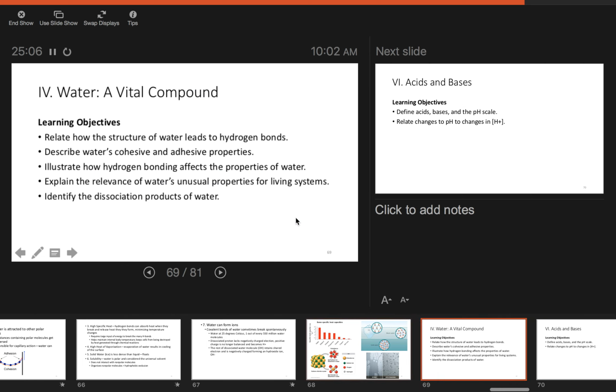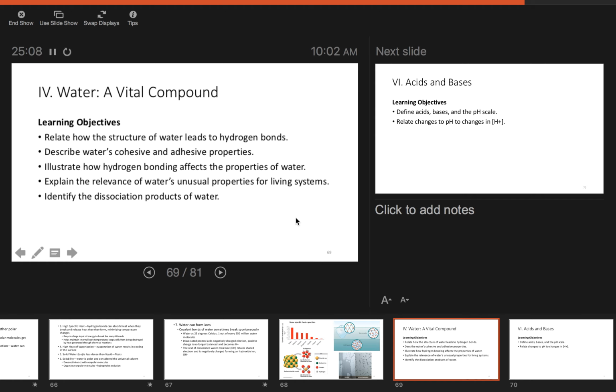It's so cool. Okay, so that does it for section 5, water as a vital compound. We talked about the structure of water and how it leads to those hydrogen bonds because it has that slight polarity, it's a dipole, how water tends to stick to each other as well as stick to other substances because they're basically like tiny little magnets, how hydrogen bonds affect all the properties of water, and how water pertains to life for those systems, and then water can spontaneously break down.